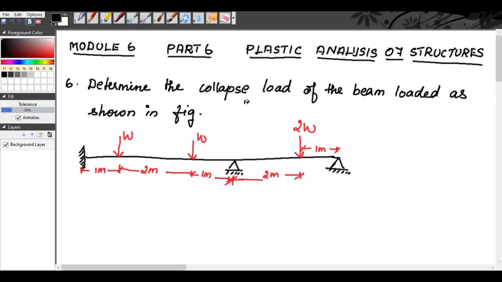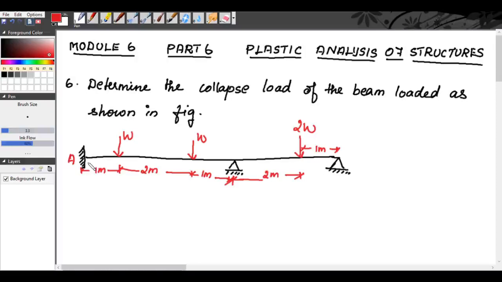So the first example today is: determine the collapse load of the beam loaded as shown in the figure. Your given beam is a 2-span continuous beam. The beam is fixed at support A. Support C is a simple support. And at B you have an intermediate support. Also you have a load in the span AB.